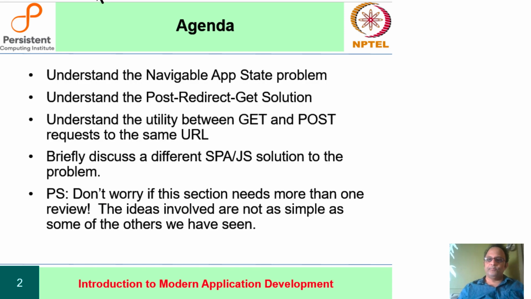So here we go. The agenda is understand the navigable app state problem, right? What happens when you want to make the application state visible via URLs? Understand how post redirect get solves the problem at hand, and understand the utility of having get and post requests made to the same URL. You can do this, first of all, which is one new thing, and second of all, that it is useful in solving a particularly tricky issue.